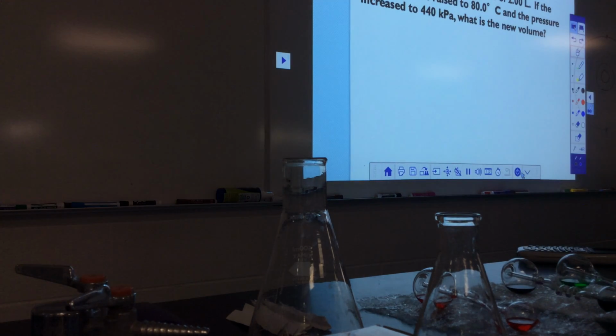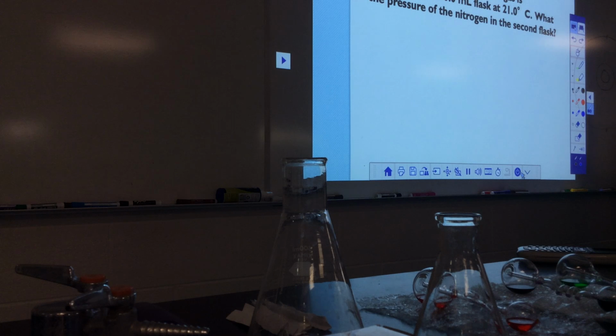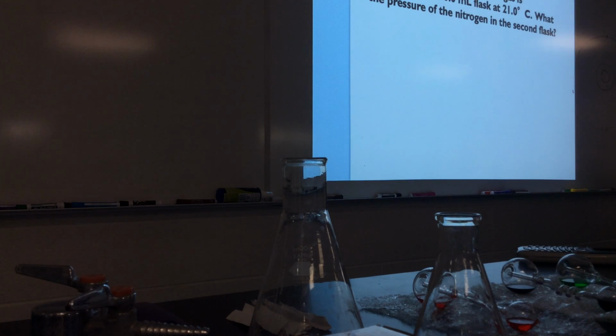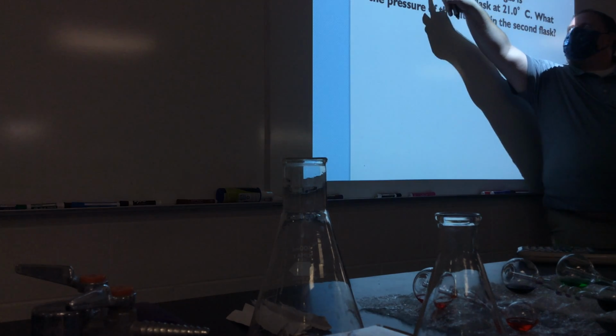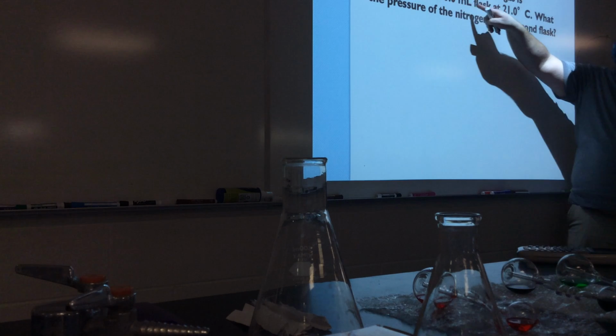Okay, next one. Sample of nitrogen gas stored in a 500.0 milliliter flask, 108 kilopascals, 10.0 degrees Celsius. Gas is transferred to a 750 milliliter flask at 21 degrees Celsius. What's the pressure of the nitrogen in the second flask? Okay, so we've got V1, P1, and T1. V2, T2, and it's asking for P2. Go ahead and give this one a try. I'll walk through it in a minute.